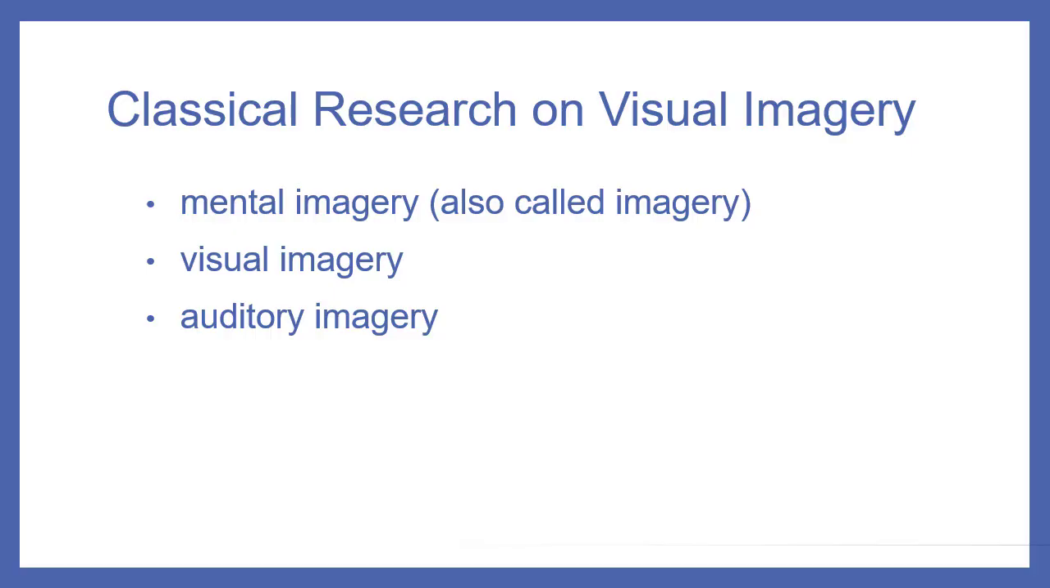So the research on imagery, on visual imagery, comes from several different areas, and they've had different names. Sometimes it's called mental imagery, or just simply imagery. But there's also auditory imagery. So we tend to make a distinction between auditory and visual.